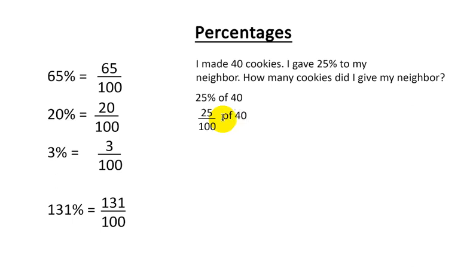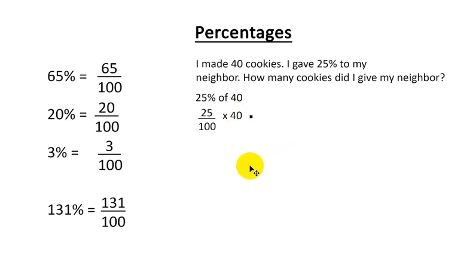We did problems like these in third and fourth grade. Basically what we can do here is instead of "of", I can just write times. And we can do 25 100ths times 40. This is a multiplication that we learned how to do when we were doing fractions.